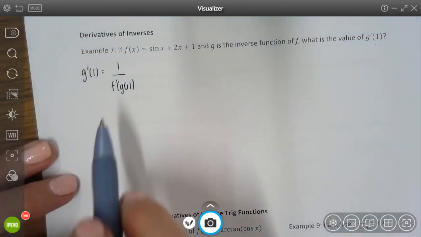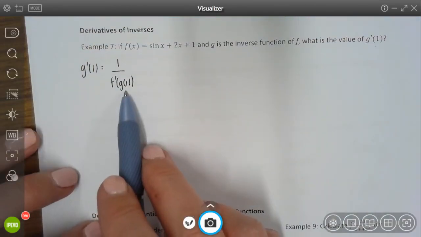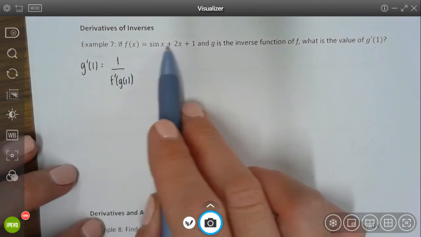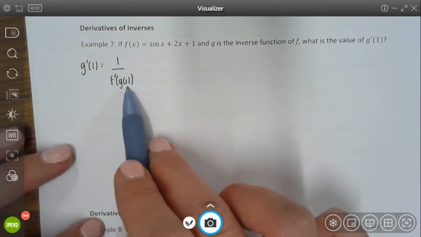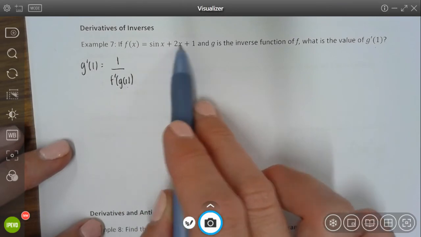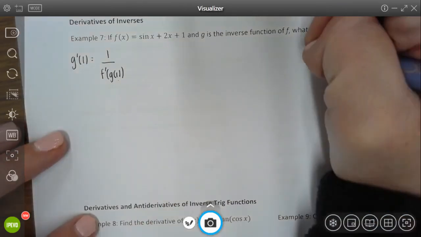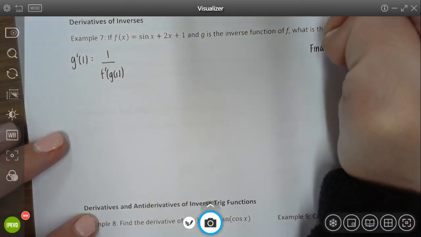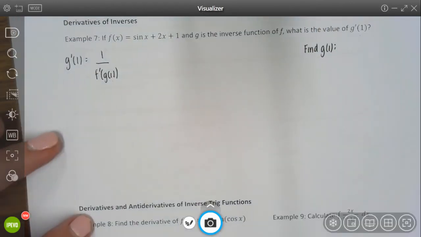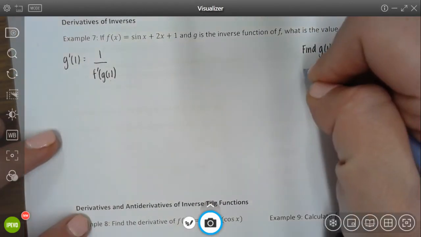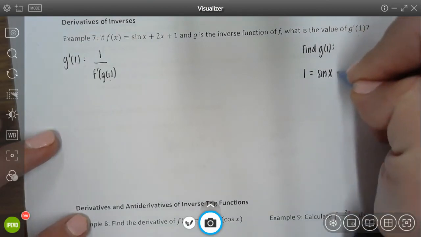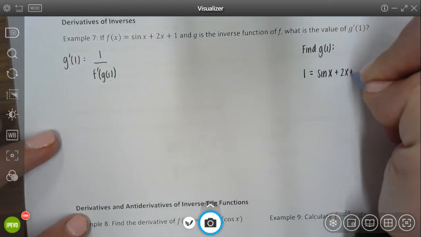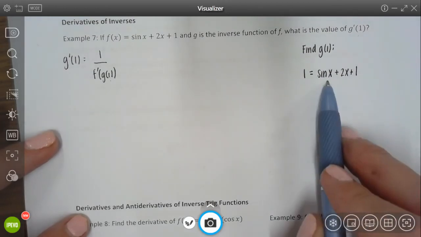So I need to know what this g of 1 value is, and I can do that by taking my original f of x and setting it equal to whatever this x value is, because I want to know what x value would make that true for the inverse function. So I want to find g of 1 first. And I'm going to take this x value of 1, and I'm going to set it equal to this f of x function. And I need to figure out what x value is going to make this equation true.